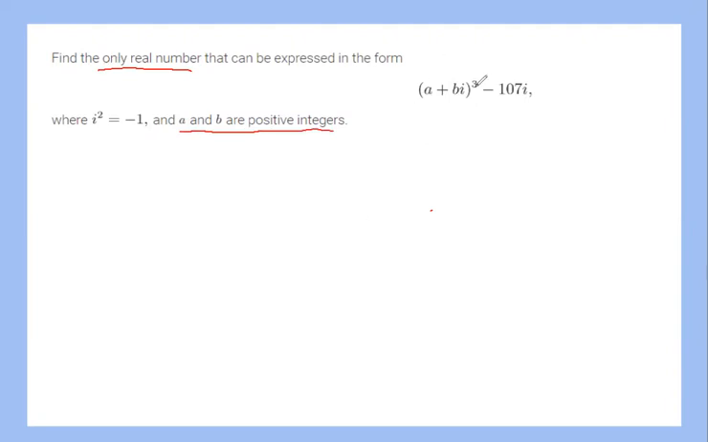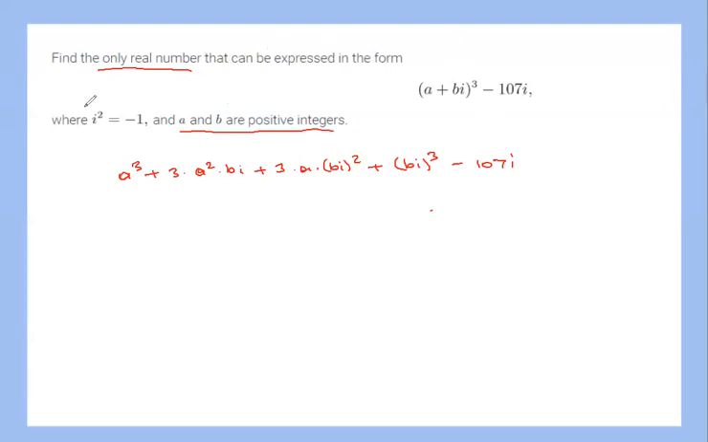The third power of a binomial is not too big a deal. So let's expand (a + bi) to the third power by using the cube of a binomial, or just the binomial theorem. That should be equal to a cube plus 3 times a squared times b i, and then plus 3 times a to the first power times (bi) to the second power, plus (bi) to the third power. And then there is a minus 107i.